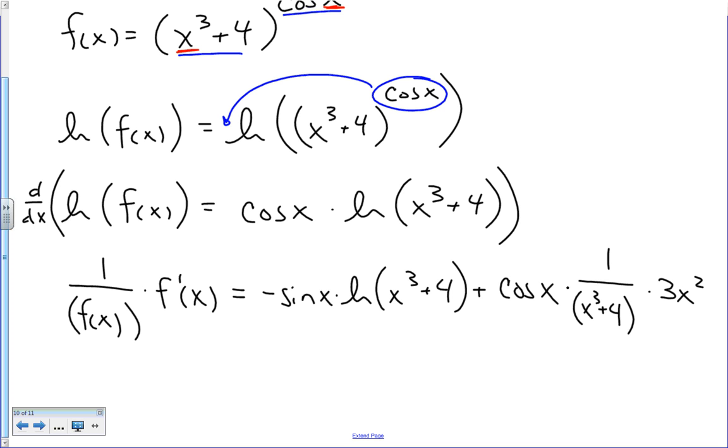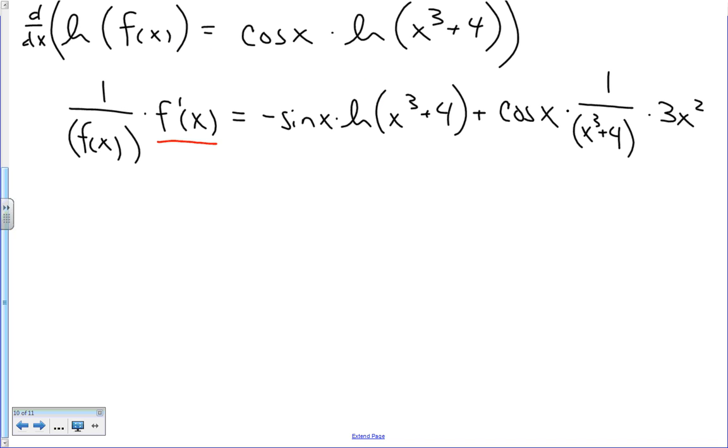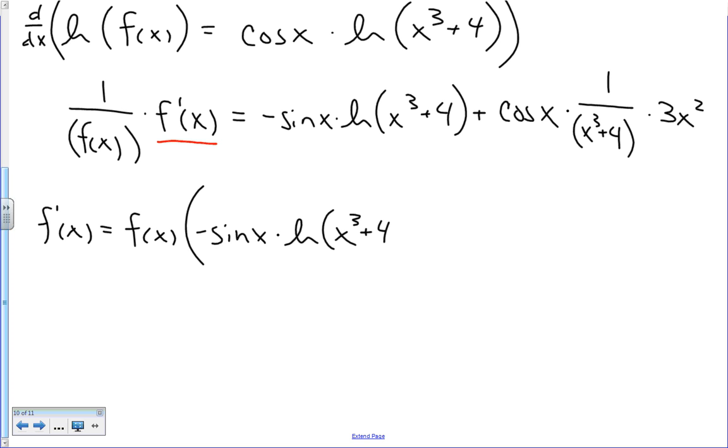All right, and our goal here again is to solve for f prime of x. So we're looking for this guy right here by himself. So let's take the f of x and move him to the other side. The 1 over f of x, if I multiply both sides by f of x, I'll end up with just f prime of x over here on the left side. And then I'll have f of x times all of this stuff that I have here. If there's any simplification here, we could do that while we go through here, but the first part of this looks pretty much the same way. Negative sine of x, natural log of x cubed plus 4. And I guess I could rewrite this, let's go ahead and just write it as a quotient here, as 3x squared cosine of x in the numerator over x cubed plus 4 in the denominator.